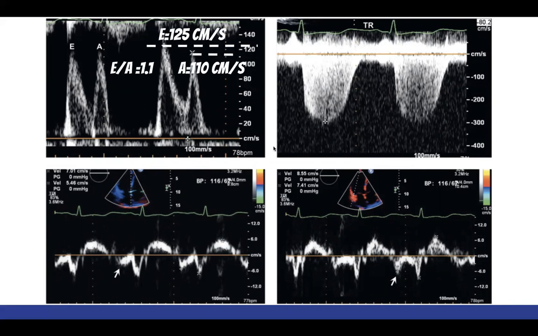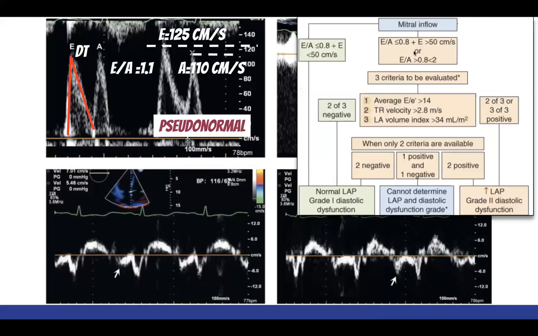So E here is going to be like 125 or so. A is 110. So then your E to A is 1.1. Your DT is not bad. So this is going to be pseudo-normal, which another way of calling it is grade 2. If you go by this little thing from the guidelines, your E to A ratio here is between 0.8 and 2. So we need to look at more stuff to figure out what this is.